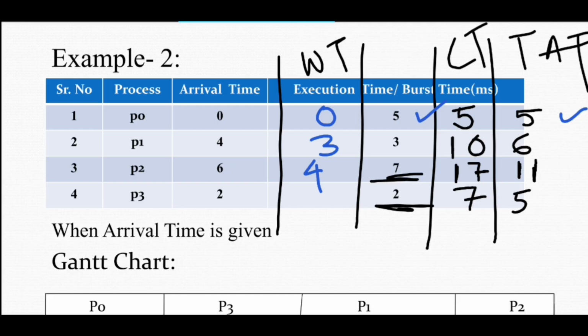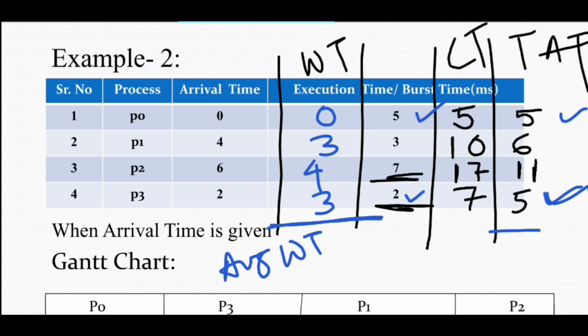Then P3, arrival time 2, completion time 7, and 5 is our turnaround time. Then from turnaround time we find the waiting time: turnaround time 5 minus burst time 2 is 3. And you can find the average waiting time, and here you can also find the average turnaround time. Okay, it's easy.